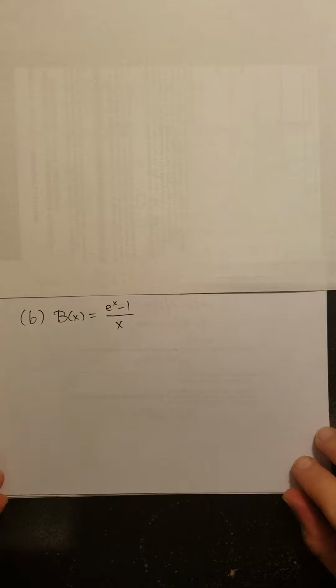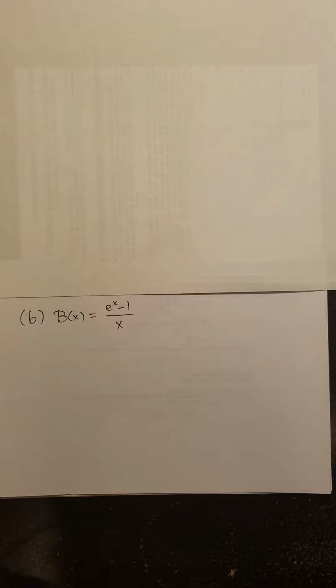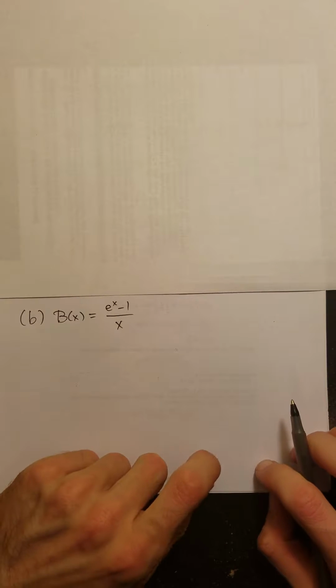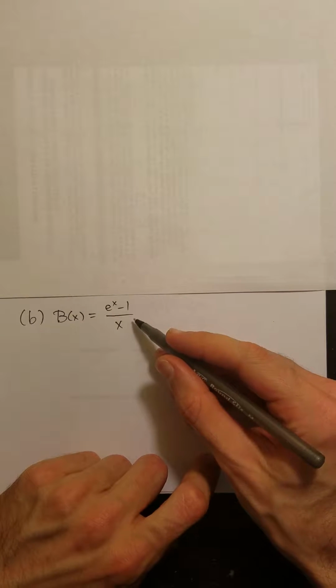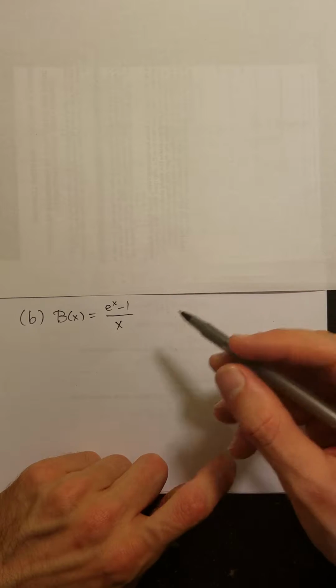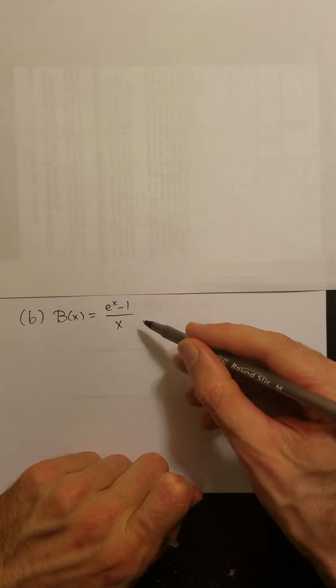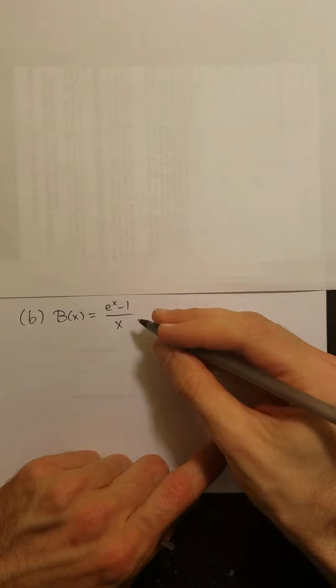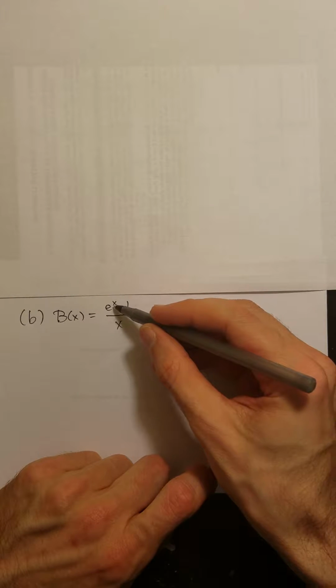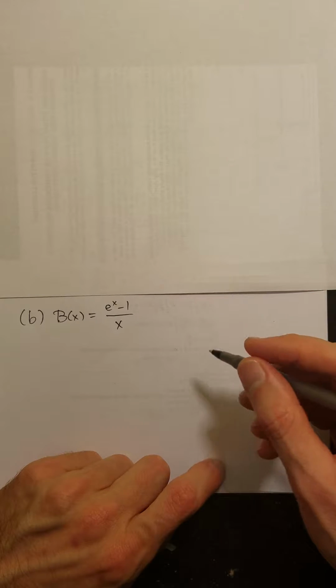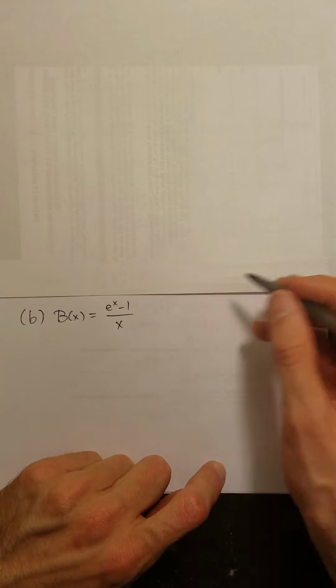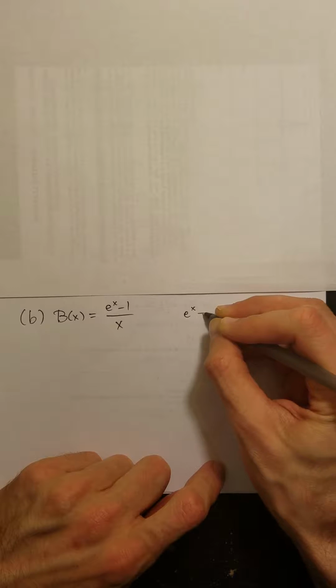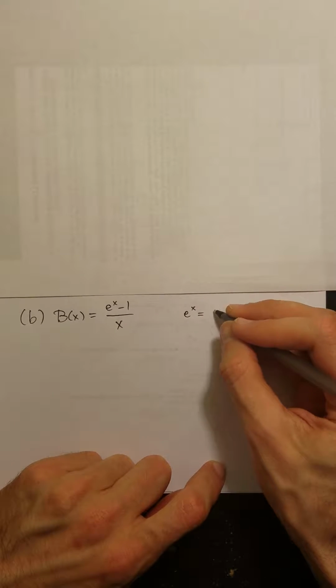Alright, so now we're on problem 11b, and we want to do the same as we did for problem 11a and find the Maclaurin series for this function, also find the first three terms and the radius of convergence. So the way that we're going to do this one is a little bit different than the last one, but either way, we're going to write our Maclaurin series for e to the power x.